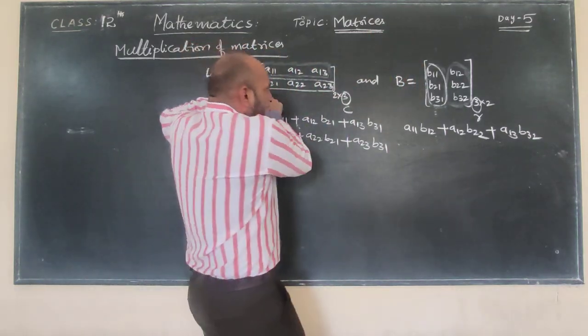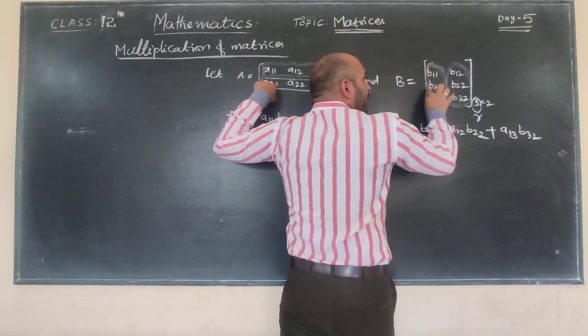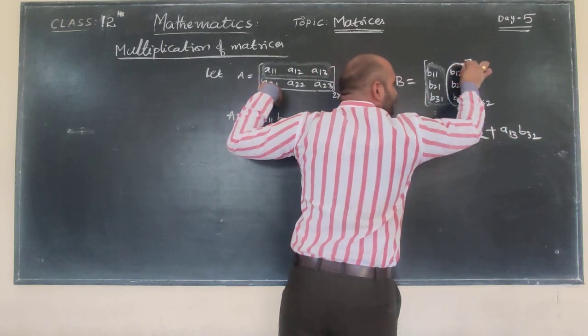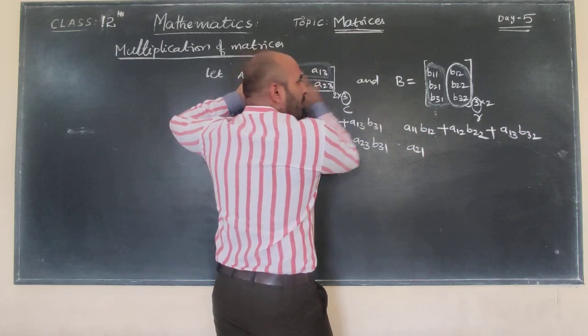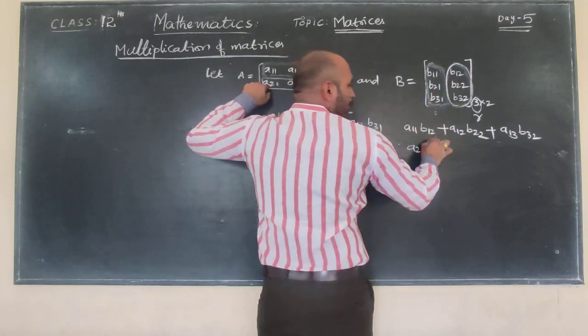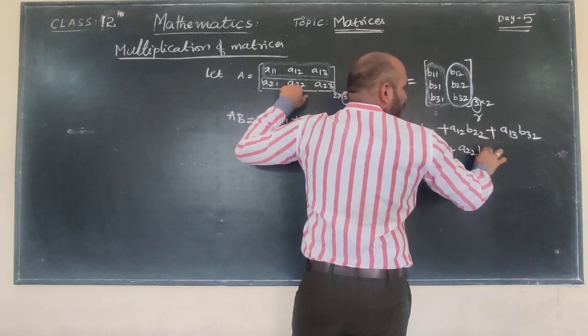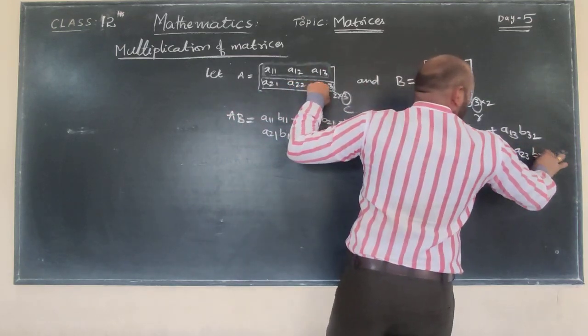Next, the second row with the second column of the second matrix. So A21 into B12 plus A22 into B22 plus A23 into B32.